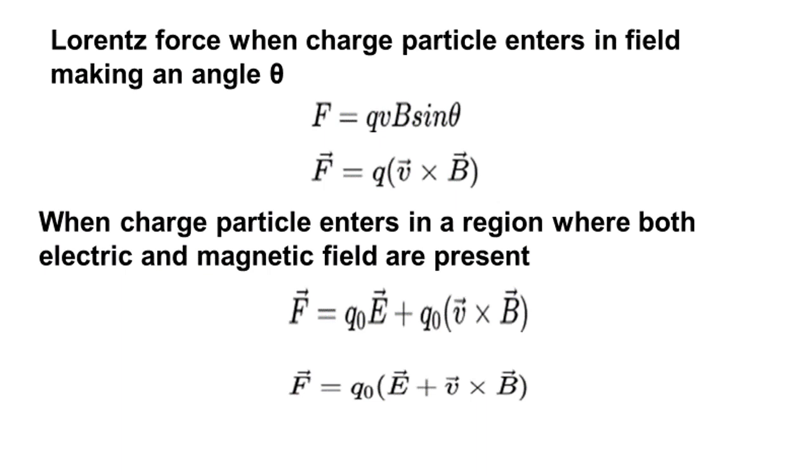When a charged particle enters a magnetic field making an angle theta, then the Lorentz force acting on the charged particle is equal to qvB sine theta. In vector notation, we can write vector F equals q vector v cross vector B. When a charged particle enters a region where both electric and magnetic fields are present, then vector F equals q vector E plus q vector v cross vector B, or we can say vector F equals q times vector E plus vector v cross vector B.